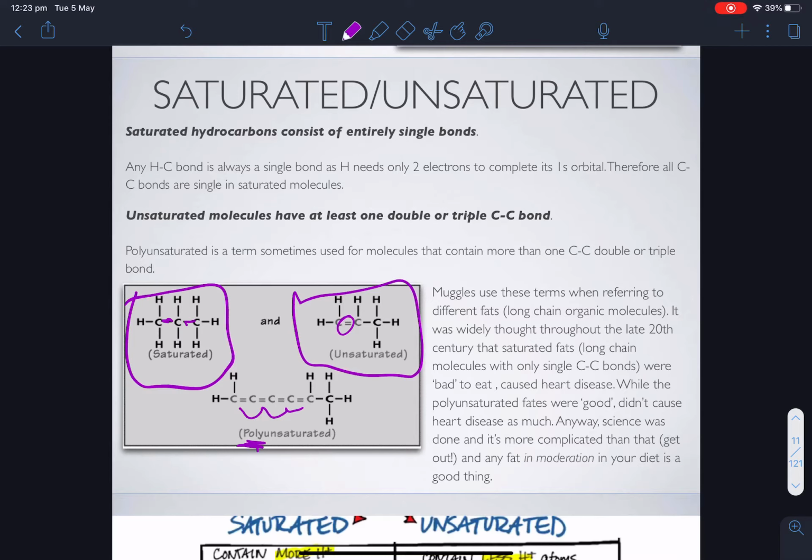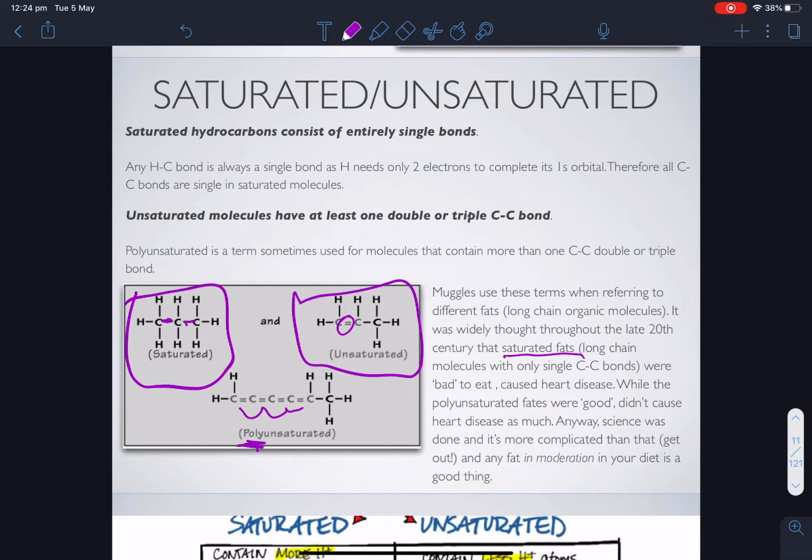Muggles, or non-chemistry folk, use the term when referring to different fats. So you might have heard of it around there. Fats are just very long chain organic molecules with some oxygen stuff happening at one end. So, a little bit of history: it was widely believed throughout the 20th century, and especially the late 20th century, that saturated fats, or long chain molecules with only single carbon to carbon bonds in them, were bad to eat, and they're going to give you cholesterol and you're going to get heart disease and stuff.